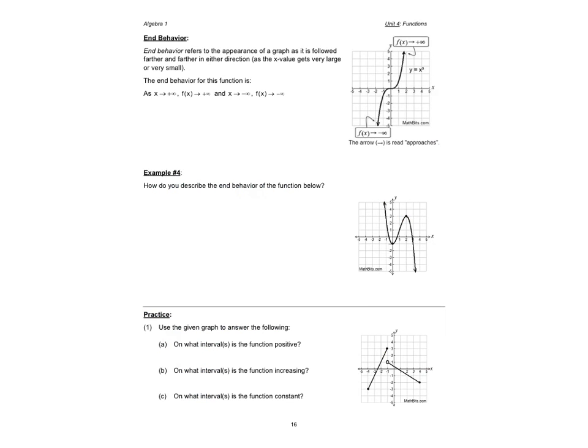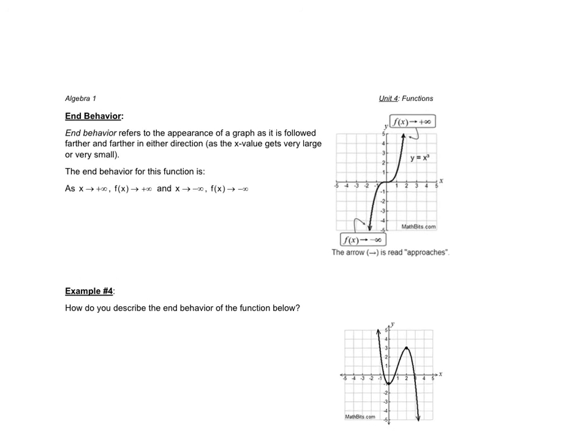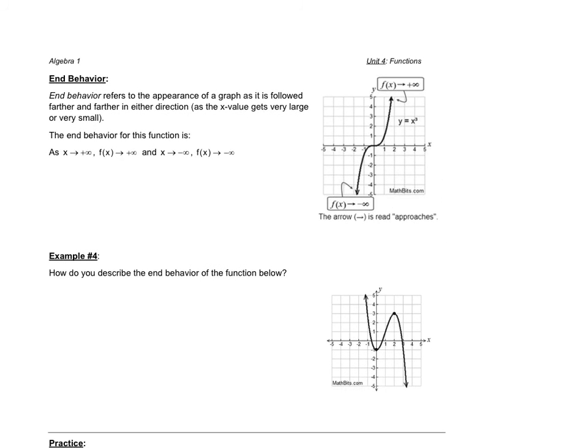All right, almost there, folks. End behavior. So today's just vocabulary day, really. End behavior refers to the appearance of a graph that's followed farther and farther in either direction as x values get very large, very small. What that's saying really is, where is the graph going as you go as far as you can to the left and as far as you can to the right?